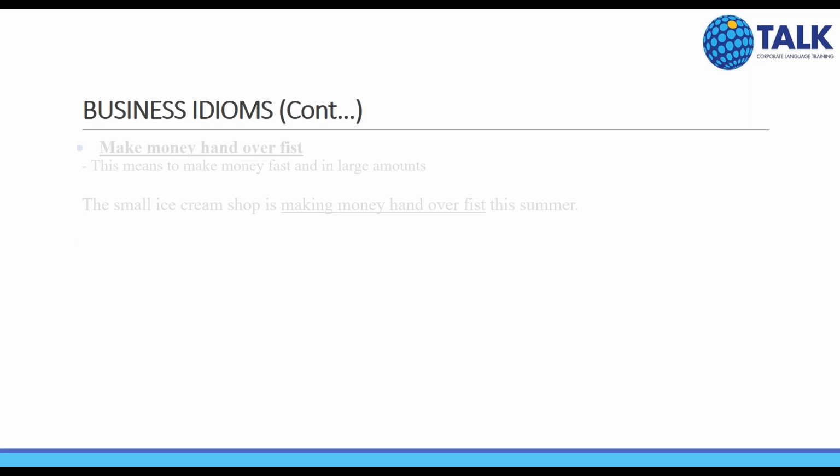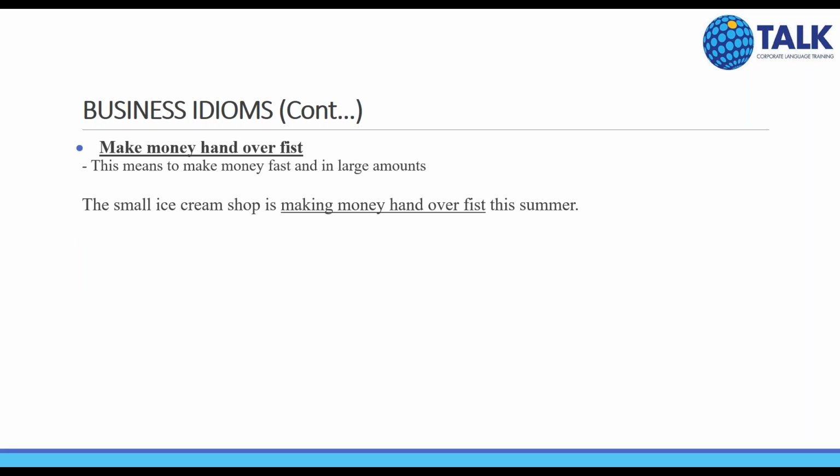Okay, the next one. Make money hand over fist. We use this quite often, actually, to talk about a situation where all of a sudden you're making a lot of money that either was expected or unexpected, but it's coming in fast. As a matter of fact, one of the origins of this, I think, is that it's coming in so fast you don't even have time to count it with your hands. So the small ice cream shop is making money hand over fist this summer. All right, the next one.